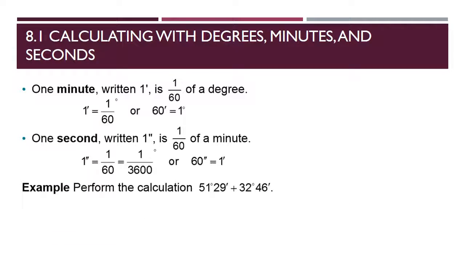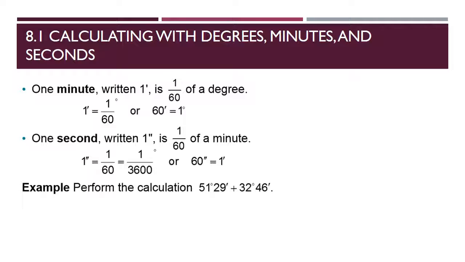Now, angles can be expressed in degrees as decimals, or they can be expressed in a system called degrees, minutes, seconds. 1 minute, which is written as 1 with an apostrophe, is 1/60th of a degree. So, in other words, 1 minute is 1 degree over 60, or 60 minutes equals 1 degree.